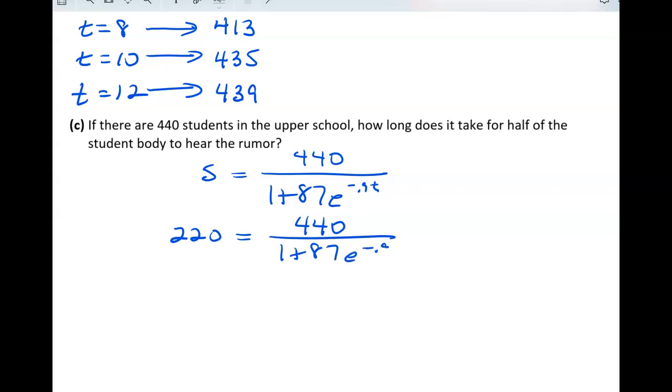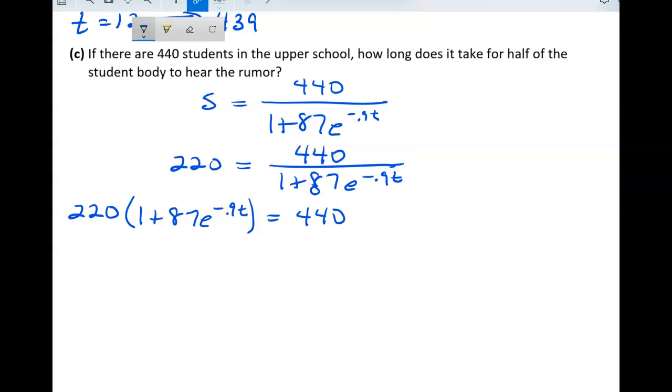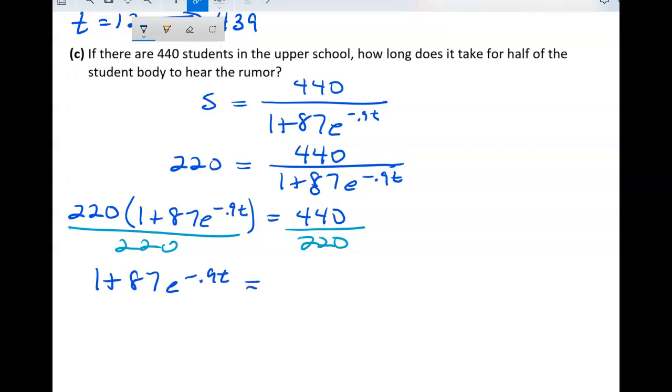And in order to solve this one, I would suggest that it's going to be easiest to just clear the fraction from the equation first. So we'll multiply by that big old denominator, 1 plus 87 e to the negative 0.9 t. So we have 220 times that quantity. And a real easy way for us to solve this one would be to, at this point, divide by 220. That's just going to give us 1 plus 87 e to the negative 0.9 t is equal to 2.